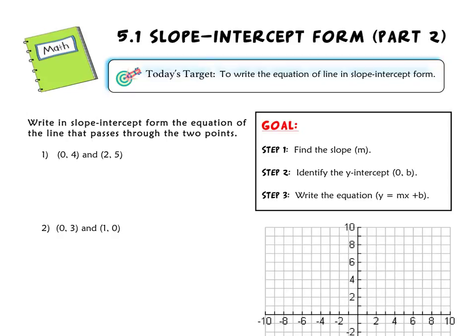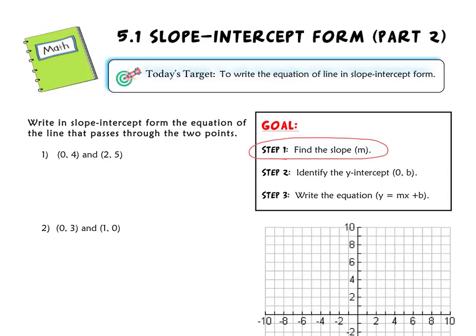Alright, welcome to the second part of writing our equations in slope-intercept form. The difference between yesterday and today is yesterday we gave you the slope, and now today the very first thing that you're going to have to do, so step one, is you're going to have to find the slope. Well, we learned in the last chapter how to find the slope between 2 points.